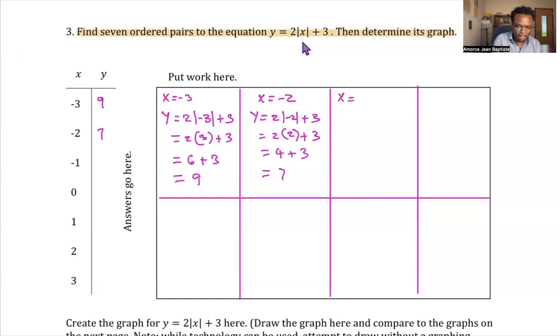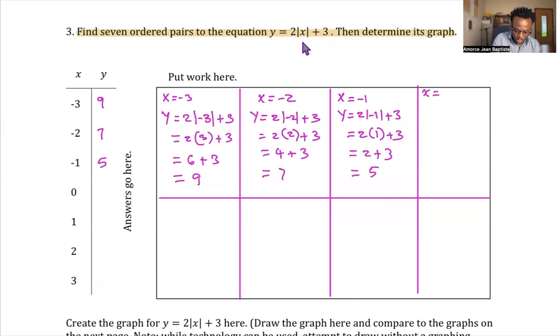x equals -1. That gives me a y that is 2 absolute value of -1 plus 3. That is 2 times 1 plus 3. That is 2 plus 3, 5. So x equals -1, y equals 5.